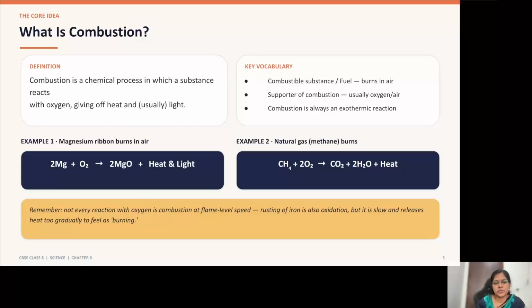A few students have a misconception that rusting is also a combustion process. No, because rusting is only an oxidation reaction, whereas combustion should have rapid oxidation and also visible heat or light. Mostly, combustion reactions are highly exothermic. All combustion reactions are exothermic reactions, which means they give a lot of light and heat.